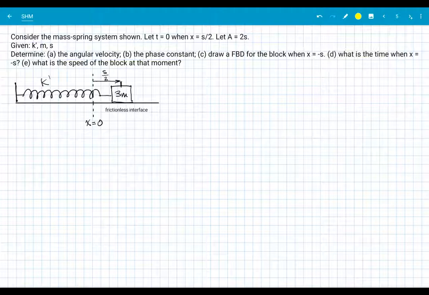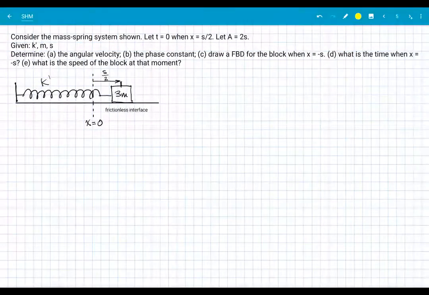Right, let's take a look at this simple harmonic motion problem. I like this one because it's fairly comprehensive and a lot of different scenarios can fit into this general scenario here. So this is a mass spring system. The interface is frictionless between the mass and the substrate that's beneath it there. And we're told a couple of really important things off the bat here on the first line.